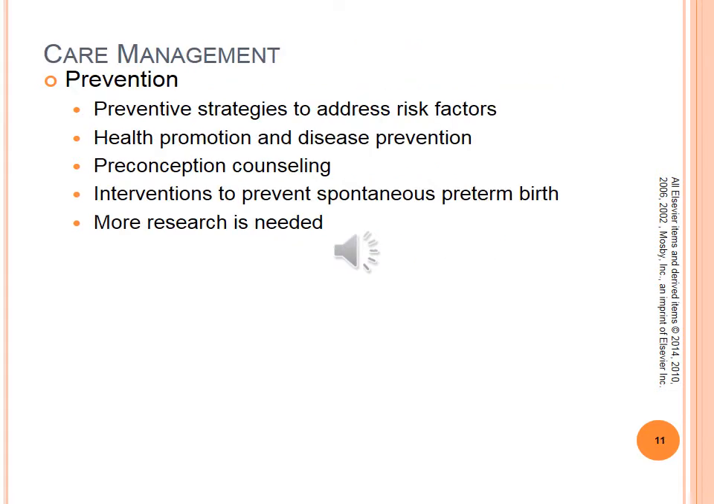Prevention. Preventative strategies address risk factors: health promotion and disease prevention, preconception counseling, and interventions to prevent spontaneous preterm birth, though more research is needed. Early detection of those at risk, evidence-based practice, and smoking cessation programs. Smoking has been linked to preterm and low birth weight babies. Identify and educate the family and the mother. Preterm birth can be prevented in some women by administering prophylactic progesterone supplementation, daily vaginal creams, and weekly IM injections if needed. This is done in women with a history of prior preterm births.